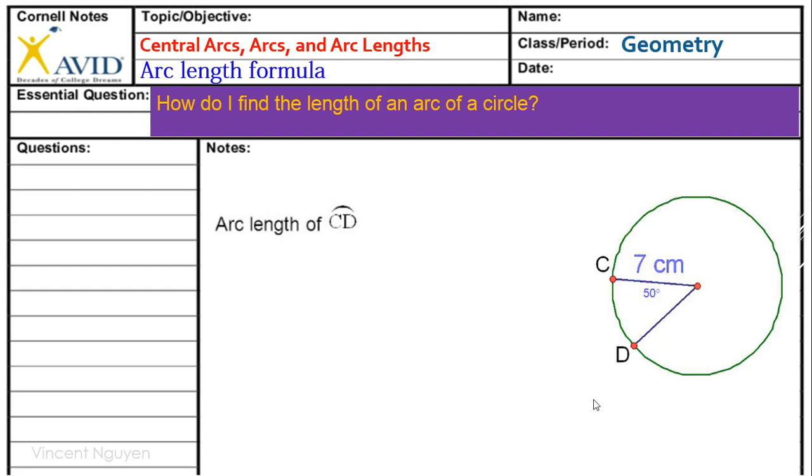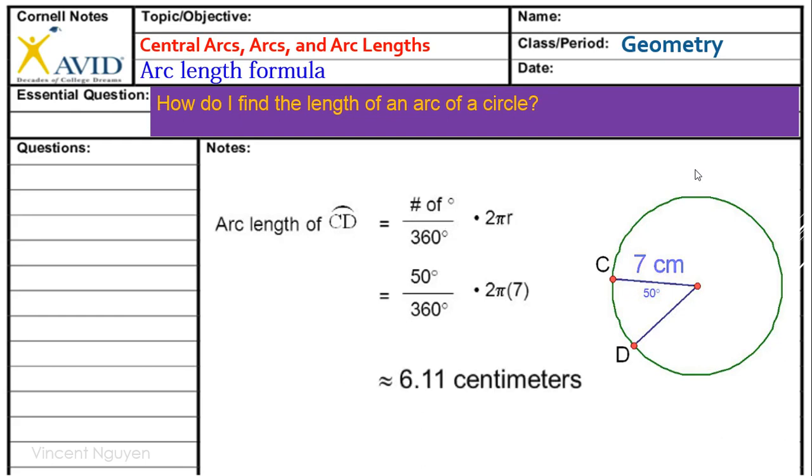So to find arc length of CD, we're going to do the same thing, right? The formula is the central angle divided by 360 times 2 pi r. And then we substitute that in. 50 divided by 360 times 2 pi and then times 7. Type that into your calculator. It should be around 6.11.